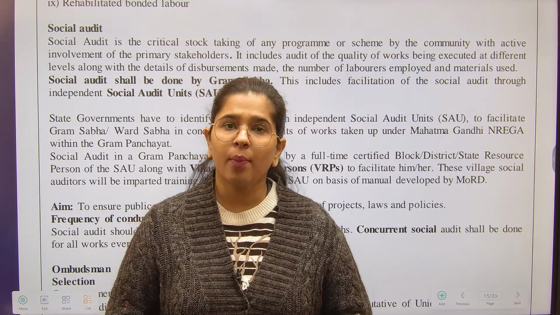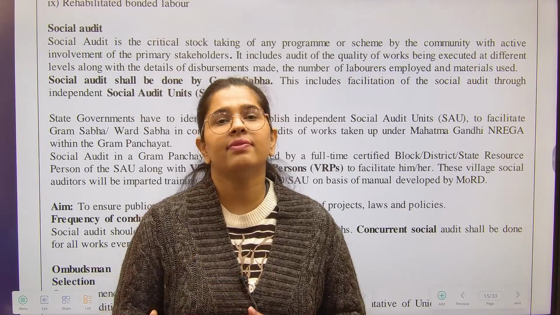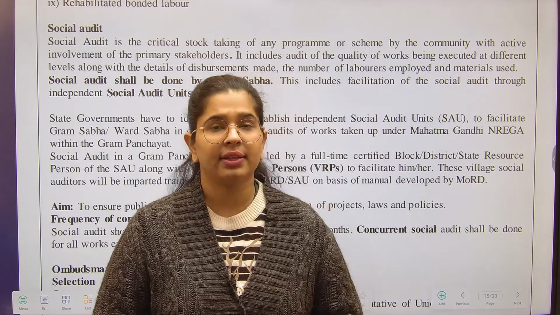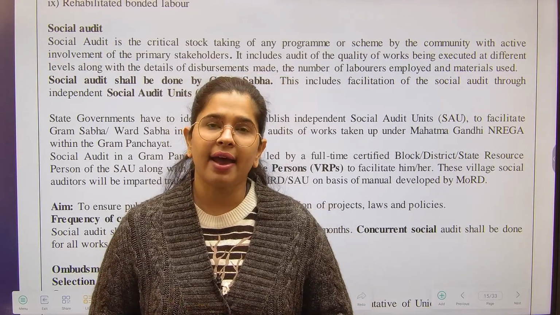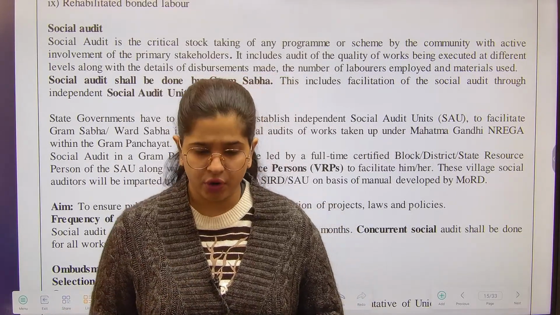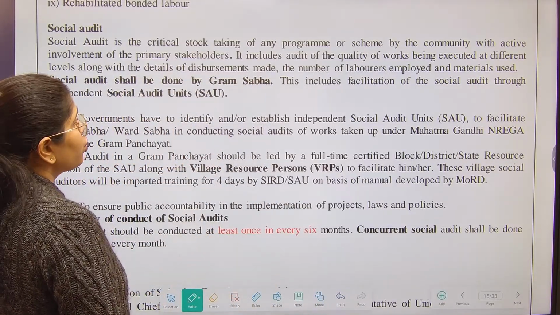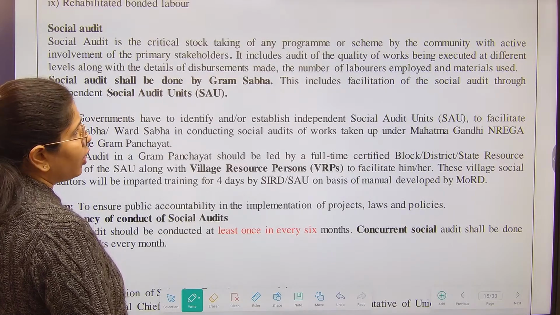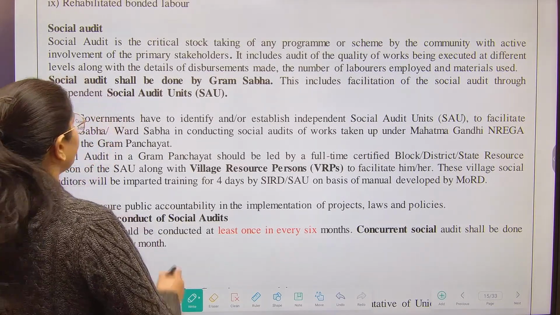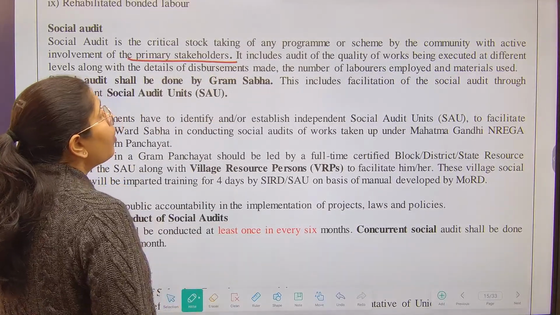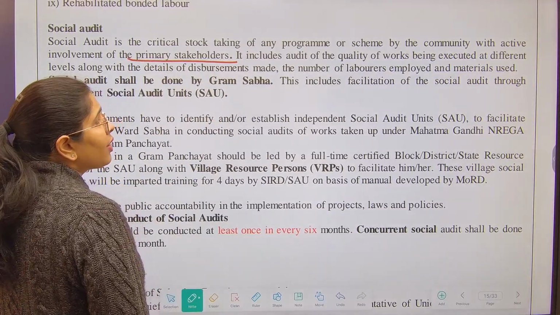So the social audit component is included scheme-wise. Any kind of scheme may have the component of social audit. Otherwise, India does not have any separate legislation for social audit. See, social audit is a critical stock-taking of any program by the community with active involvement of the primary stakeholders. Now, what kind of things are audited?